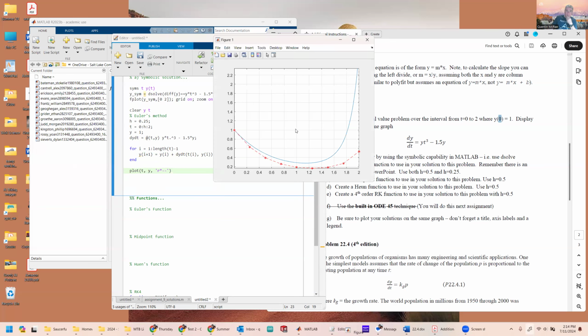See if I made any mistakes. Nope. Okay, that looks good. So that is my Euler's method. It's not terribly accurate. As this changes quickly, we start to get pretty bad through there.